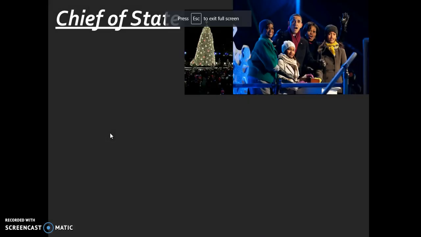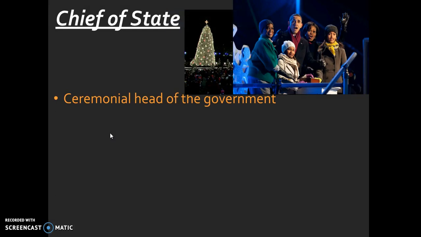Next up, we have chief of state. When we talk about chief of state, it's different than the Department of State. We want to think of state as our country or being regal, because this is really when the president is the ceremonial chief of state.